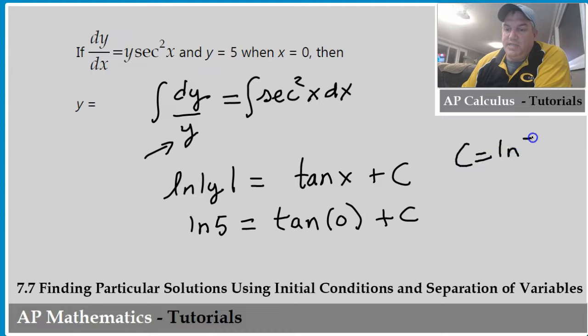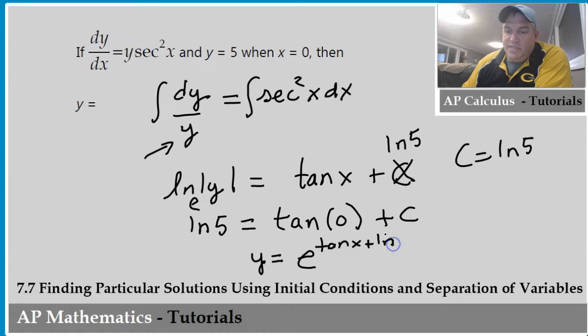And then we're going to take this c out and put our natural log of 5 in, and then we're going to solve for the function y. Okay, so y is equal to, and we're going to solve that by exponentiating this. So it's going to be e to the tan x plus ln 5. And obviously, that would be a correct way of giving an answer, but we can probably clean this up a little bit.